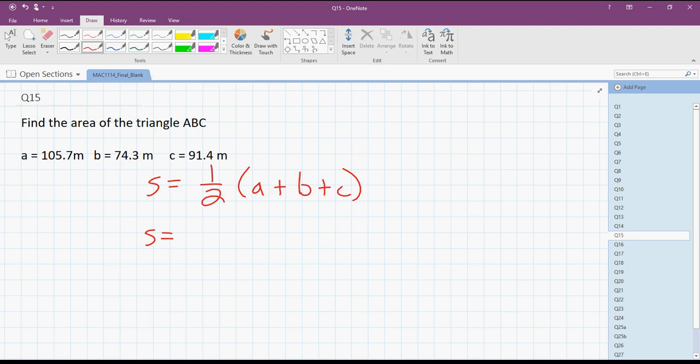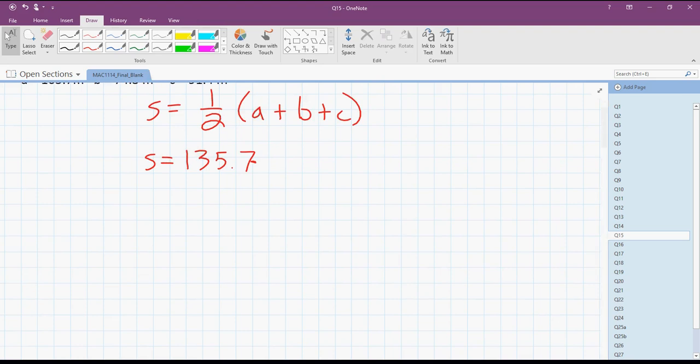So what is the semi-perimeter? Say it again. 135.7. Because again, you just add up all your numbers and then multiply it by a half or divide it by 2. Now, we're not done though.